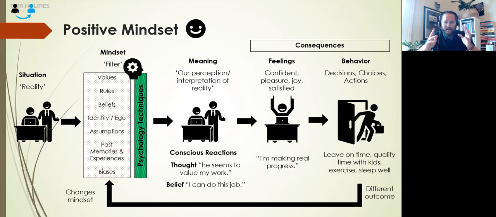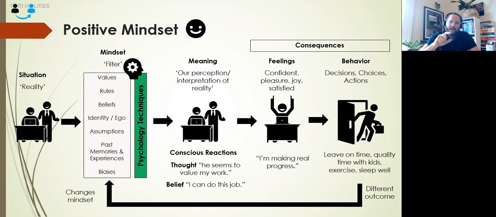So you can see here just how powerful it is by changing our mindset, by changing the cogs up here, influencing this. This can literally change our entire outlook on life. It can change the feelings that we have. It can change the decisions and choices that we have. And let's have a look at this different arrow down the bottom here. Because of these bolted on psychology techniques, there's been a very different outcome at the end. He's left work on time, he feels satisfied, he goes home and spends quality time with his kids.